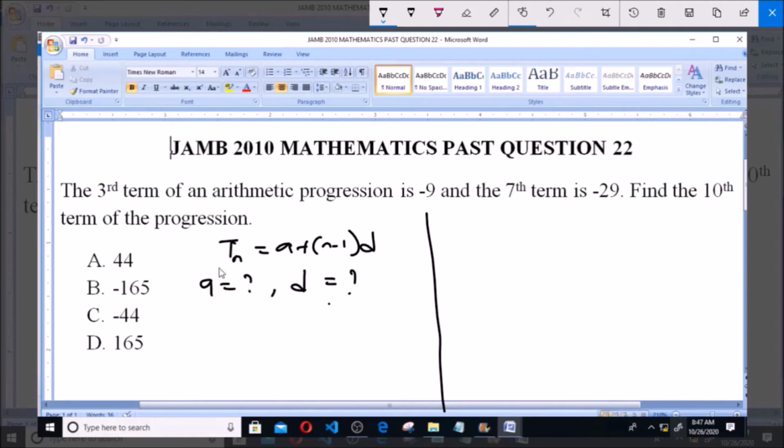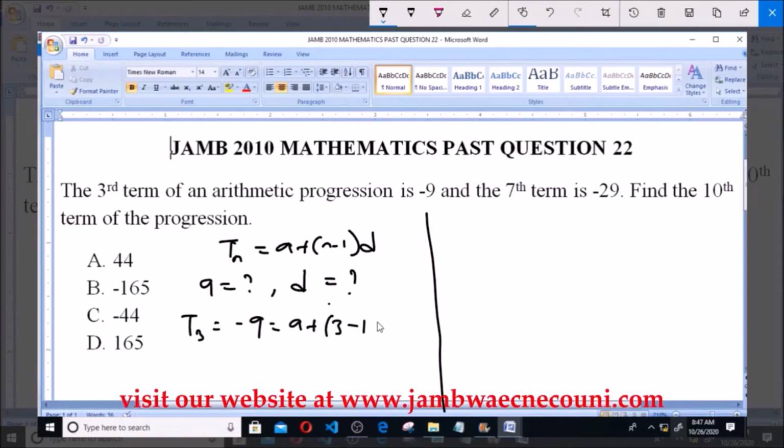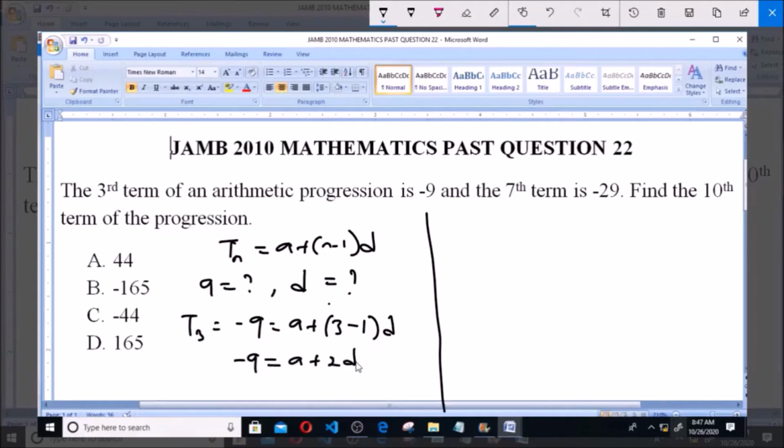Now we're not given the first term and common difference, but we have to get them from the information given to us. The information says the third term of the arithmetic progression is minus 9, meaning that T3 is equal to minus 9, which is equal to A plus 3 minus 1 multiplied by D. So from here I can see that minus 9 is equal to A plus 2D.